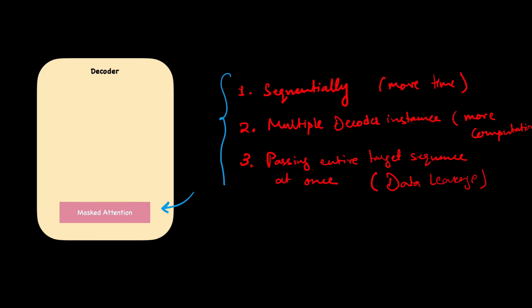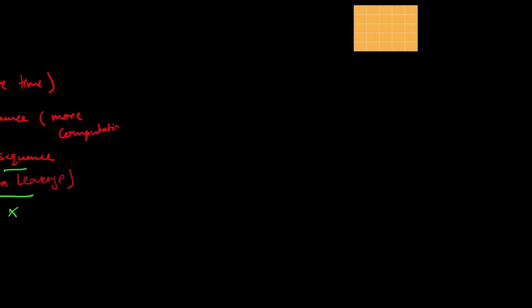Before we go there, let me make something clear. What we want is to parallelize the decoding during training by passing the entire target sequence at once without causing data leakage. And this can be done with the help of masked multi-headed attention. So let's have a look. What is this masked multi-headed attention? To understand masked attention, let's take a quick recap of self-attention.